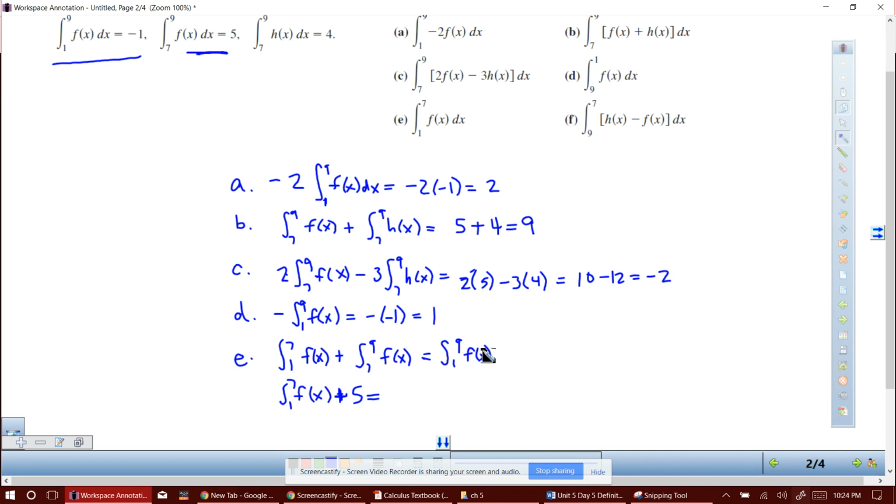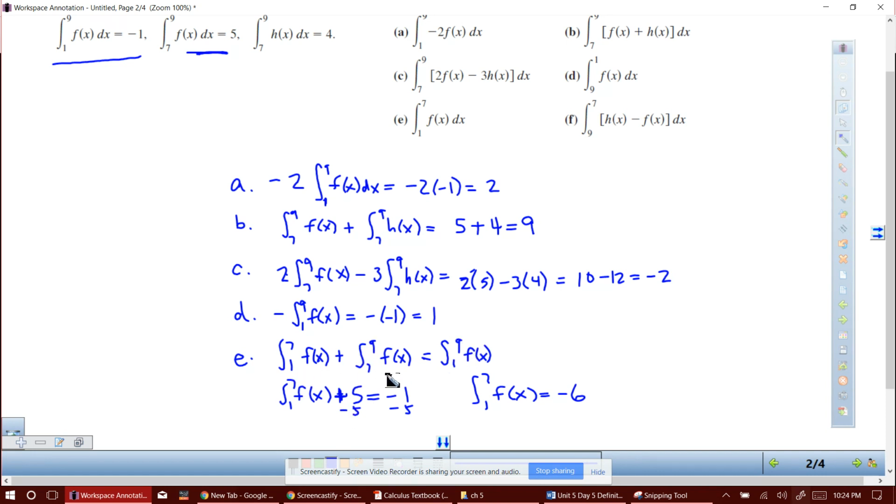And then 1 to 9 was -1. So if I just subtract 5 to the other side on both of those, I'll end up with the integral from 1 to 7 of f of x had to be -6. Okay, so that's that one where, again, I was looking at 1 to 7, so I know 1 to 7 overlaps 7 to 9. So then that would be the whole integral from 1 to 9.